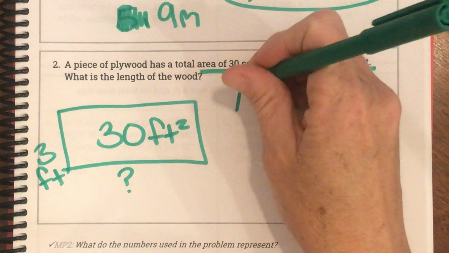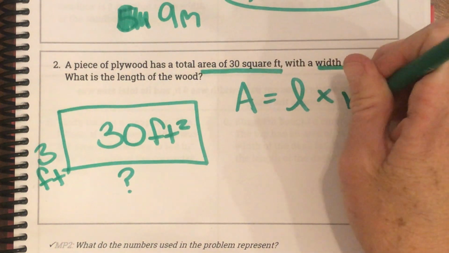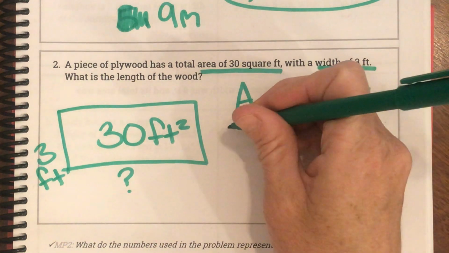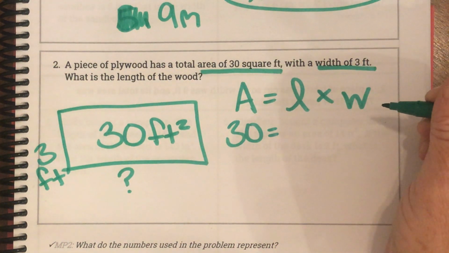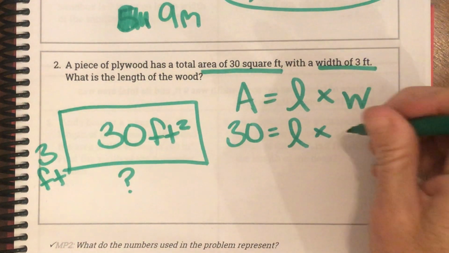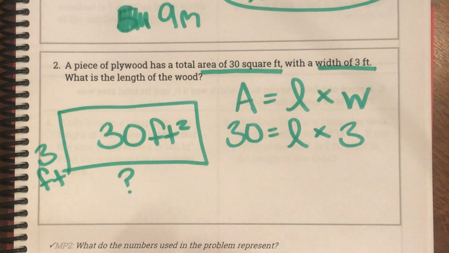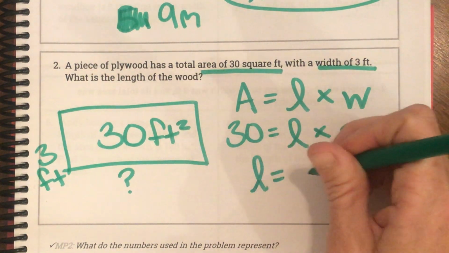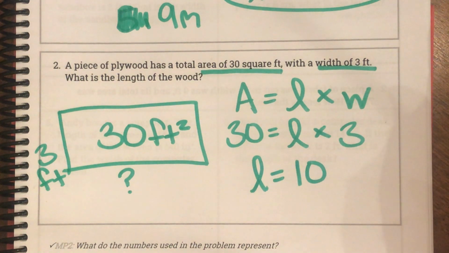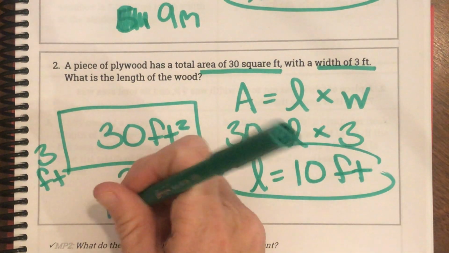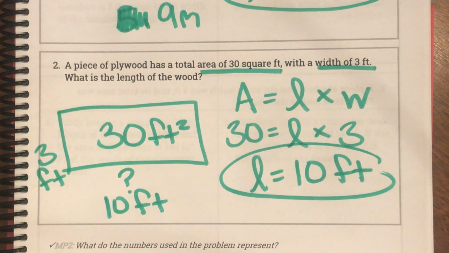Okay, so our formula is area equals length times width. So let's plug in our known values. Our known value area is 30. Our length we don't know, but our width is 3. So what times 3 will give us 30? What's our missing number have to be? What times 3 equals 30? And hopefully we know it's 10. And our measurement is feet. So our missing measurement was 10 feet.